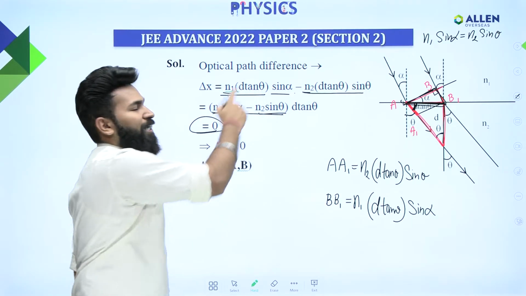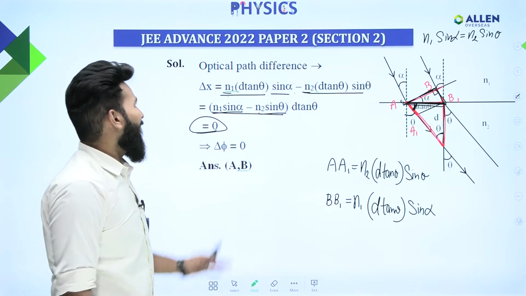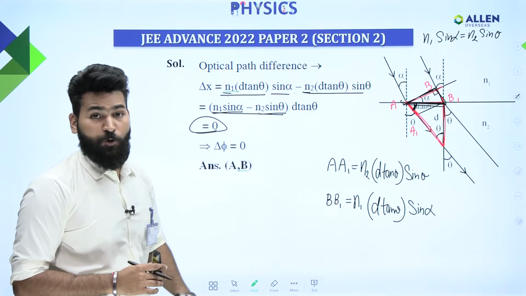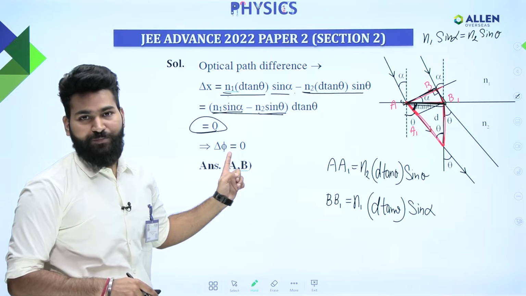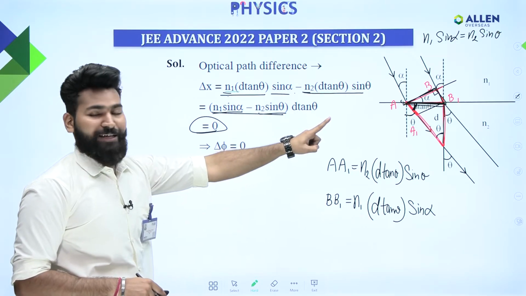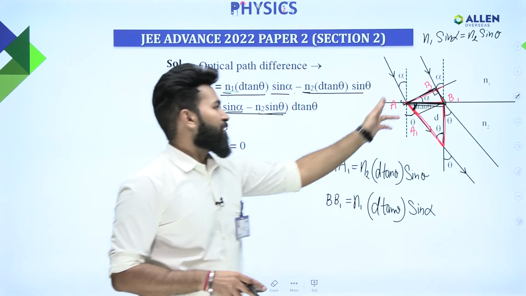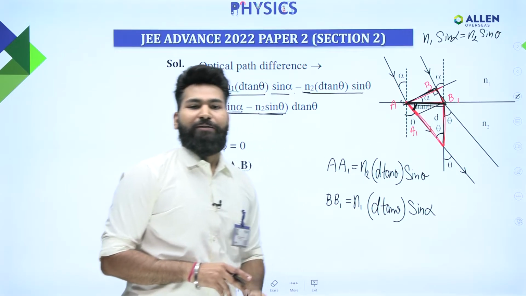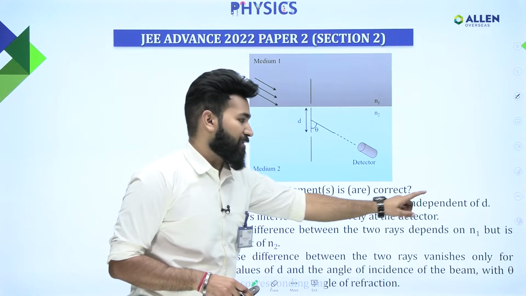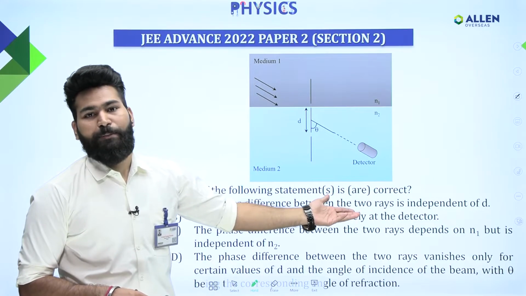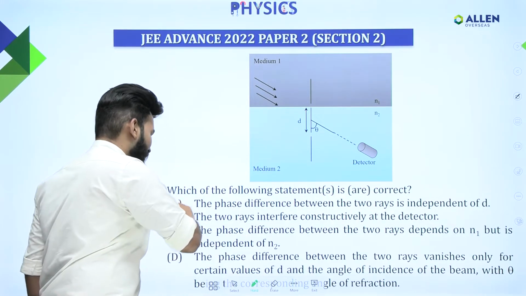That's why the optical path difference over here becomes 0, and since the optical path difference is 0, I must say that the phase difference will also be equal to 0. So the phase difference for both the rays is 0. That means this AA1 and BB1 are equal. Now let's check the options. The phase difference between the two rays is independent of D. Yes, it is independent because it's 0. So option number A is correct.